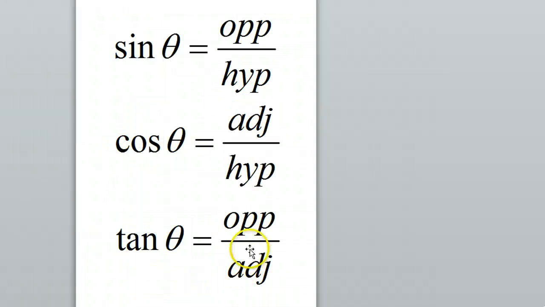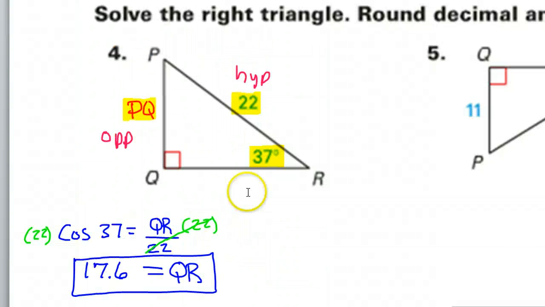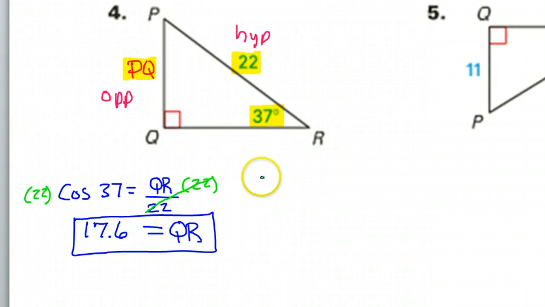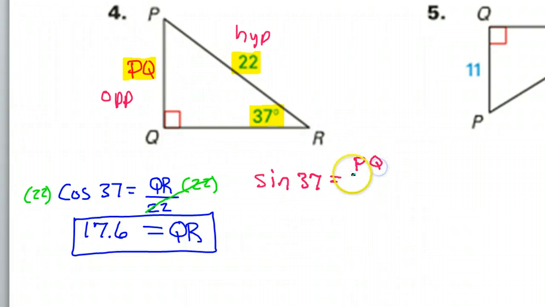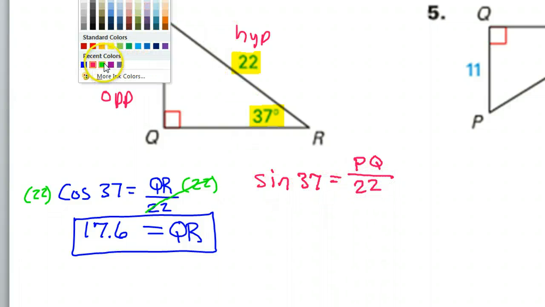Which trig function am I going to use? The sine function. And you should say sine, not sin. This is an abbreviation, but it means sine. So sine of an angle is opposite over hypotenuse. So if I set that up, I'm going to write sine of 37 is equal to opposite over hypotenuse, so that's PQ over 22.